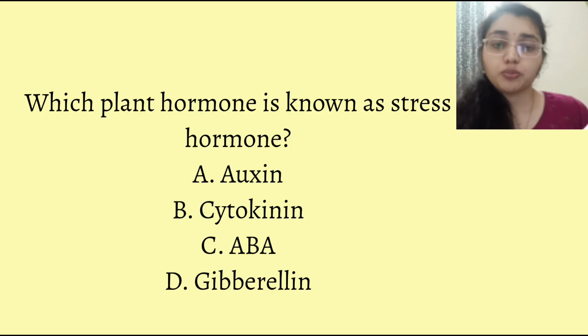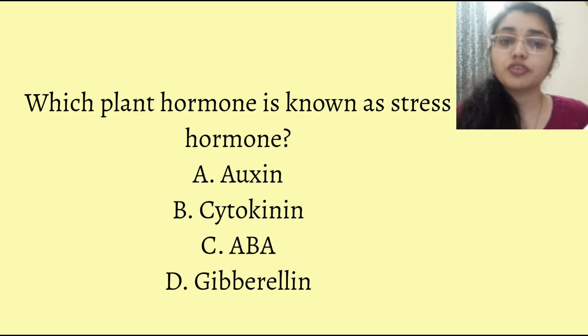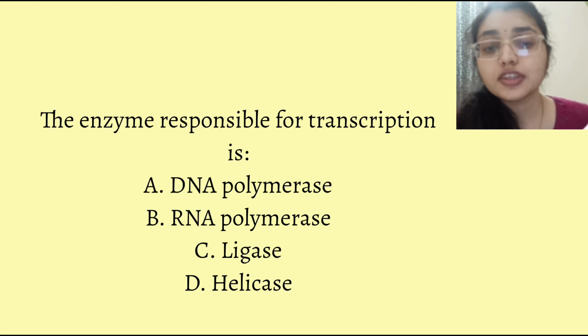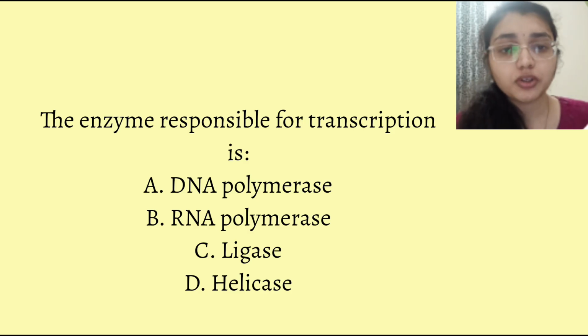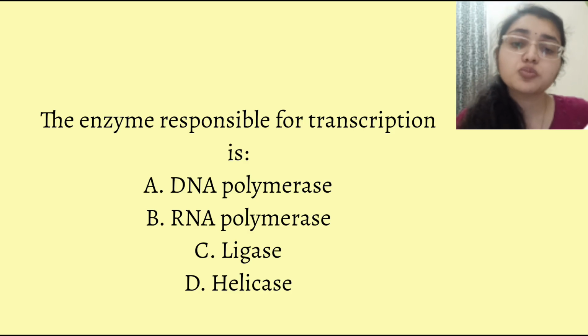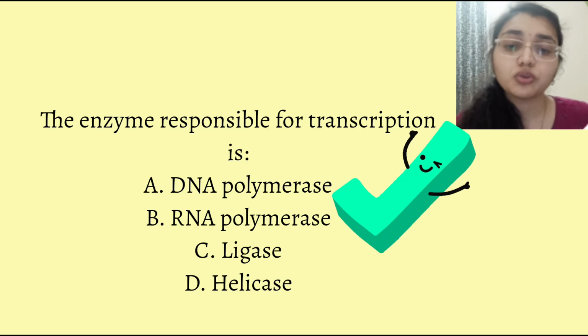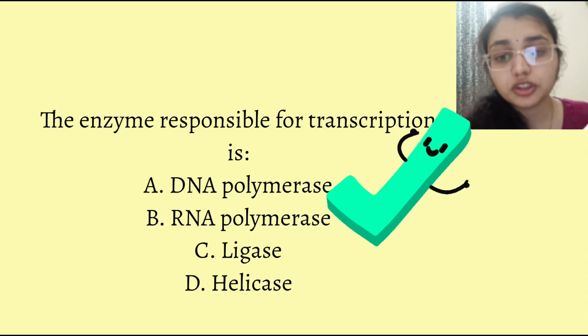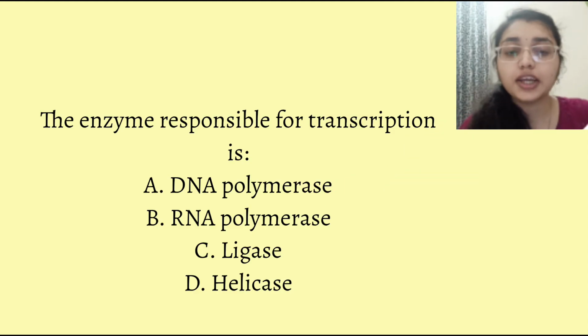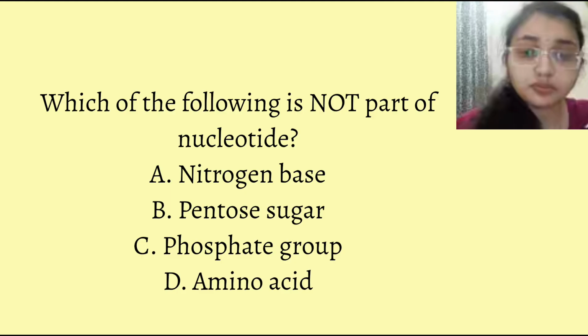Which plant hormone is known as a stress hormone? We have to tell the plant hormone ABA. It is the plant hormone that is known as the stress hormone. The enzyme that is responsible for transcription is RNA polymerase. Option A is DNA polymerase, option B is RNA polymerase. So we get the direct answer, RNA polymerase.